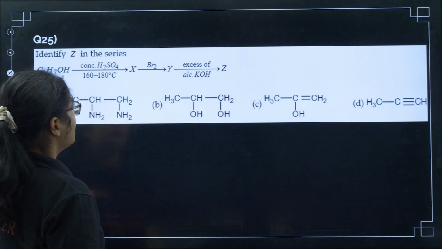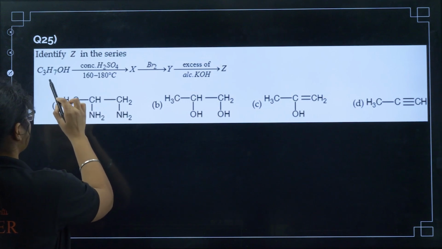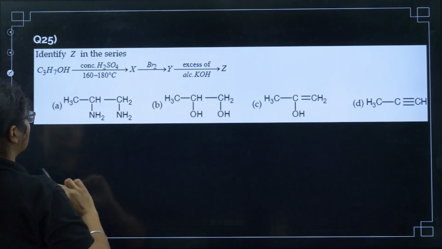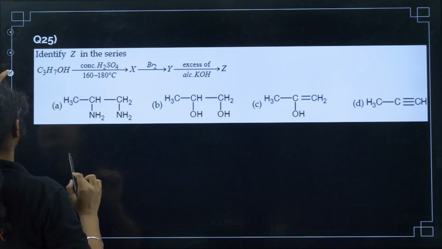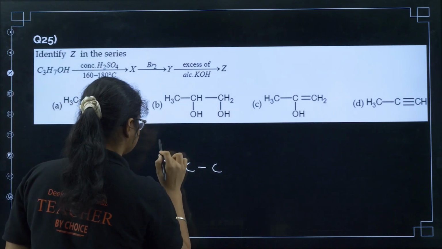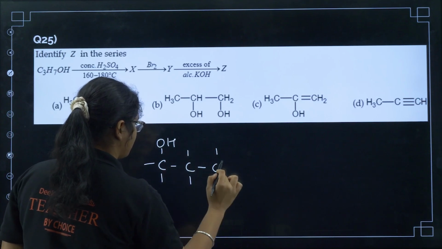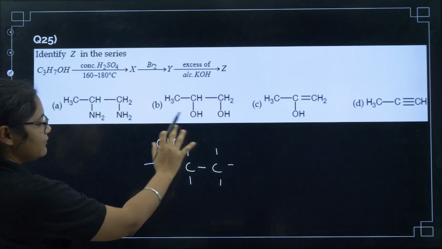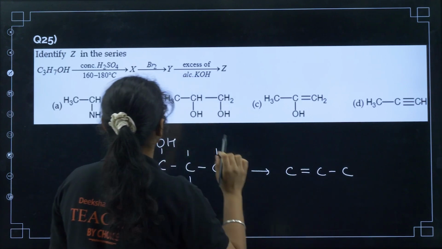Okay. Next, identify Z in the following series. So you have C3H7OH with concentrated H2SO4. So definitely you will get propene. C3H7OH, you can have OH anywhere, 1, 2, 3, right? So anywhere you put OH, the product you will get will be propene, right? That is the X here.